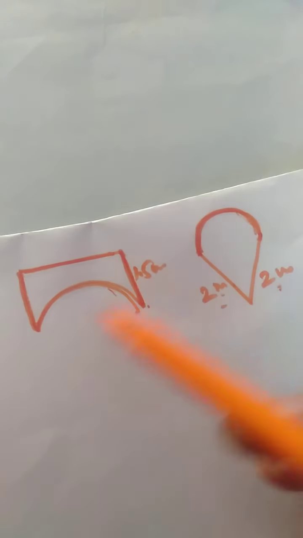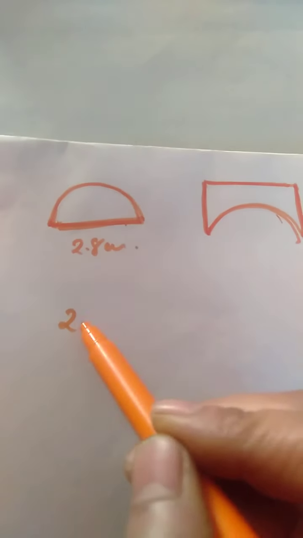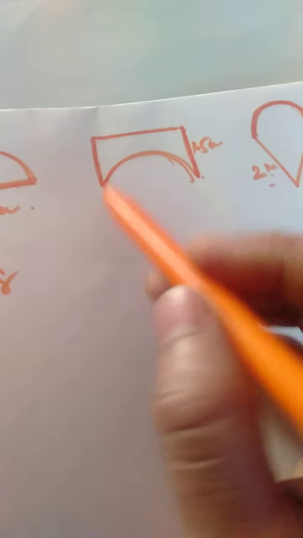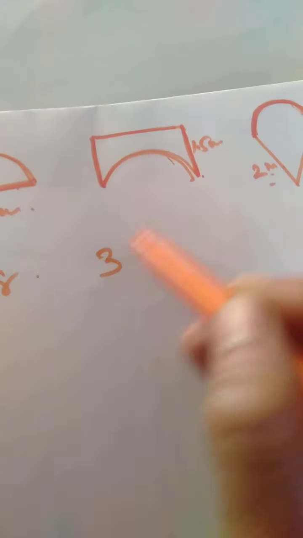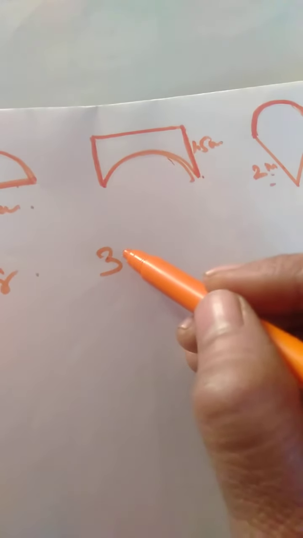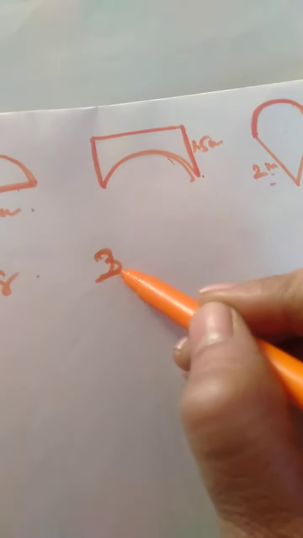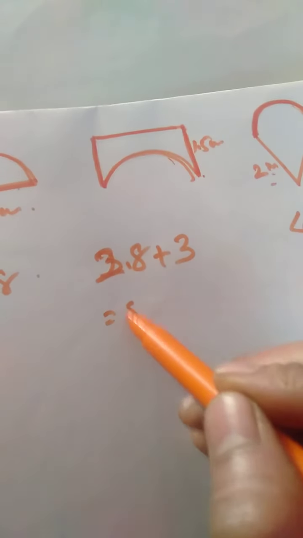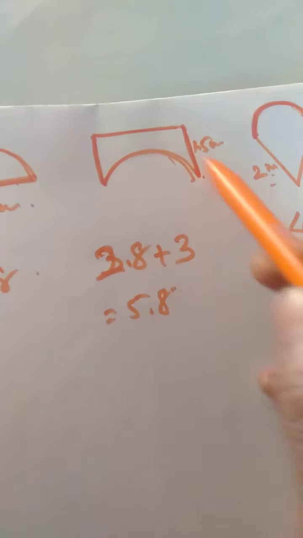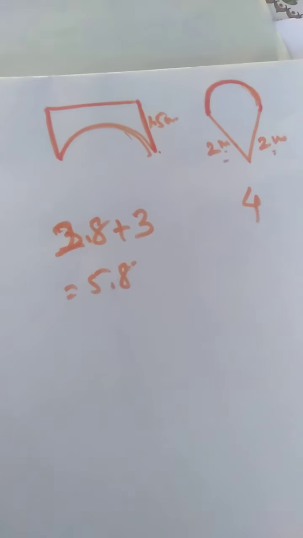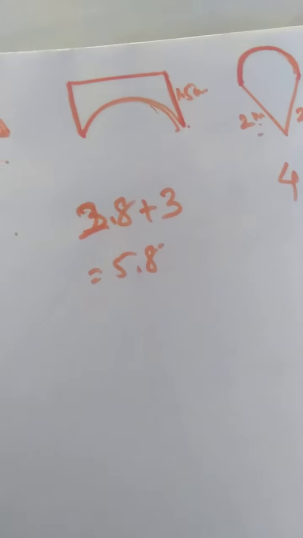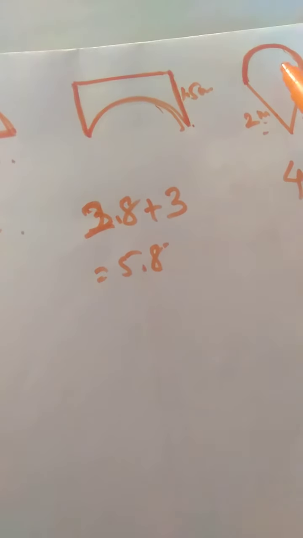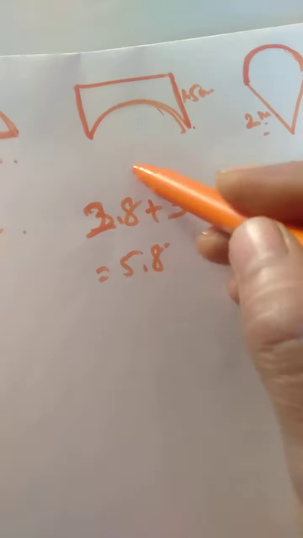So apart from this semicircular part, if we just compare this 2.8 and then this 2.8 plus 3, this is 2.8 plus 3, and this one 4, so this is 5.8. So the second portion is the largest one, so the ant has to move farther in the middle one, B portion.